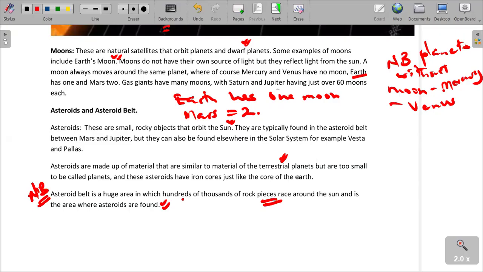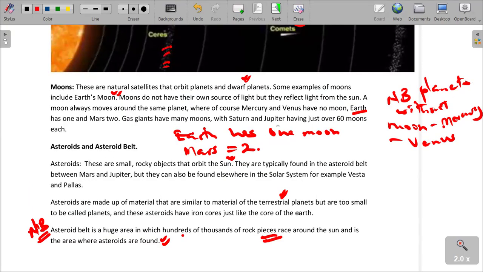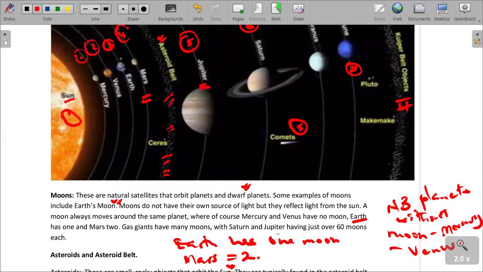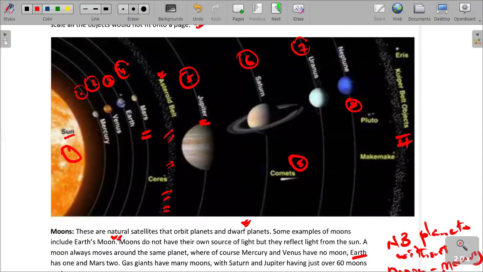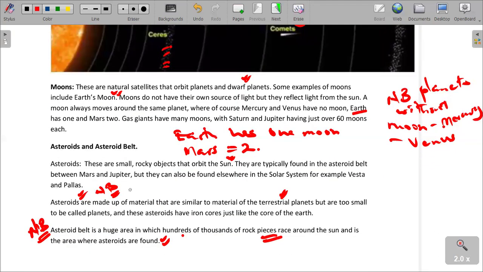The reason why they are found in the asteroid belt is because it is a region or an area which has hundreds or thousands of rock pieces, where these asteroids are found. So that is one thing we need to understand, and also look at when we look at the structure of objects of the solar system.